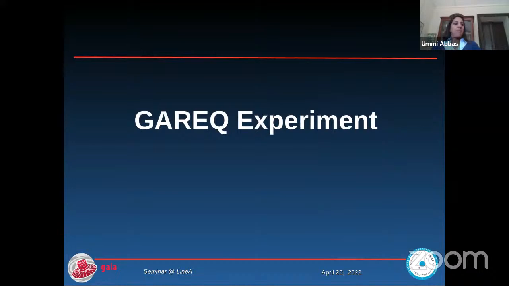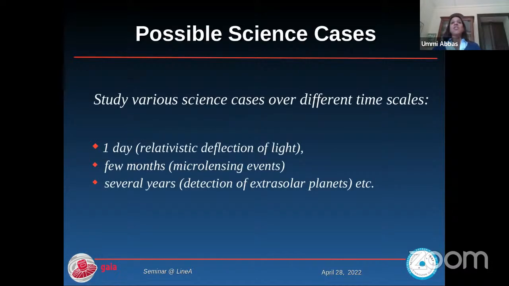So, the Garrick experiment. One of the main things that the differential astrometric analysis was envisioned for is this Garrick experiment. This is particularly interesting because it's a relativistic deflection experiment around Jupiter. I'll just quickly touch upon the possible science cases that one can look at with differential astrometry.